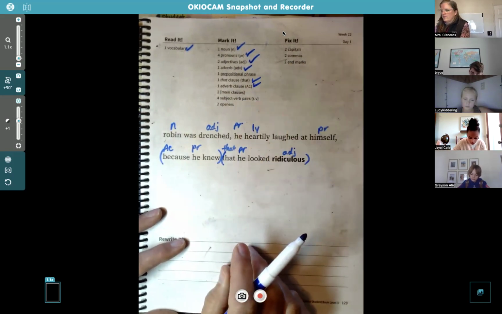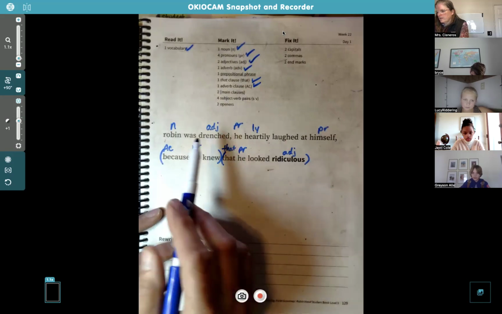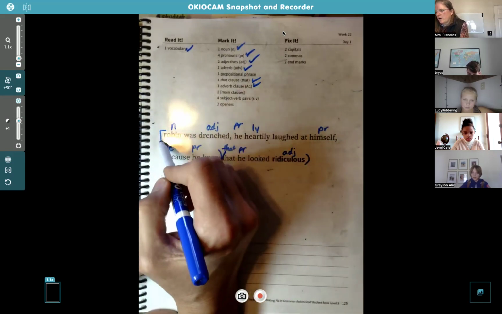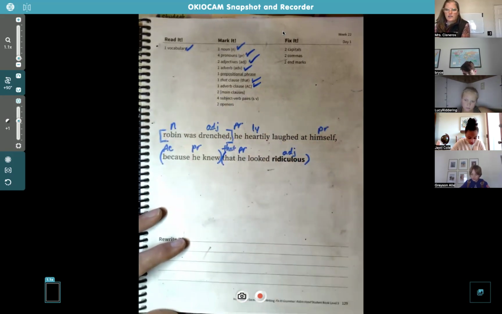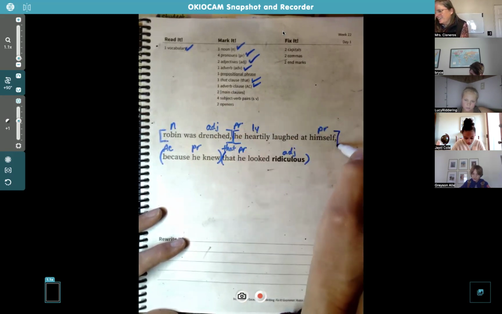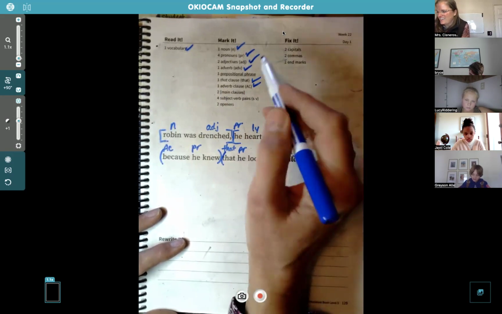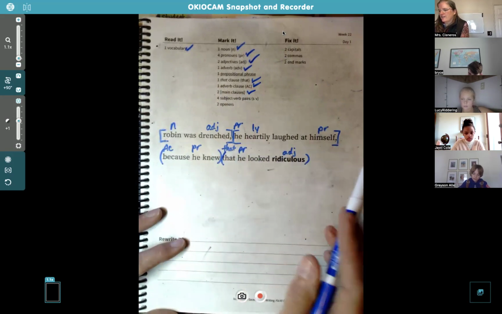Main clauses. Grayson, do you see where the main clauses are? Was drenched. Actually, it's going to be that whole first part. So Robin was drenched, because remember, main clauses are a complete thought. So what's the other one? That's a complete sentence. And he heartily laughed at himself. Yes, good. Your little puppy is excited. Yes, so Robin was drenched is one. He heartily laughed at himself is another one.